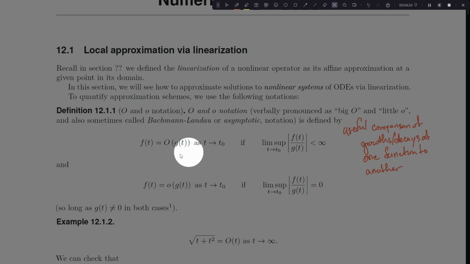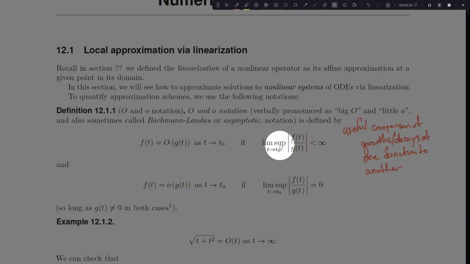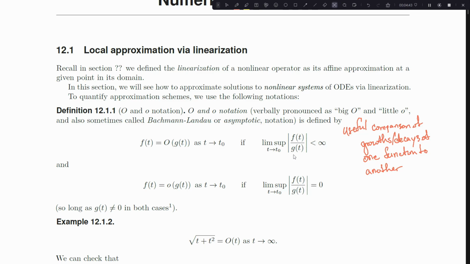as t goes to t naught if the limit superior, which you can just think about as the limit, and that will be perfectly fine for the meanings of this course, as long as the limit superior of f divided by g is a finite number. So all we need is that f over g is some finite number in the limit, and t naught could be possibly infinite, right? I could talk about this limiting at infinity.